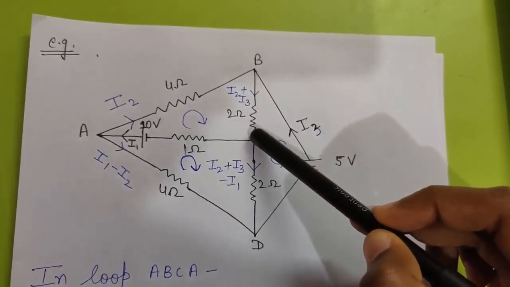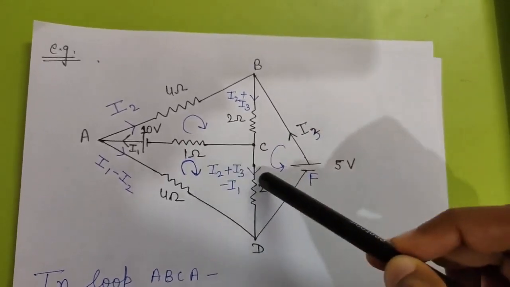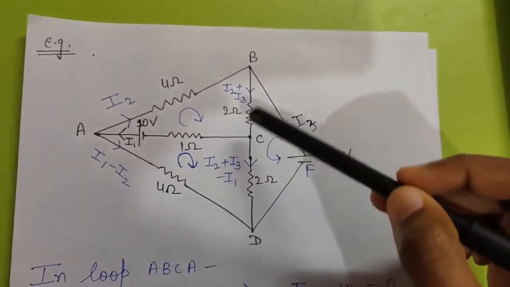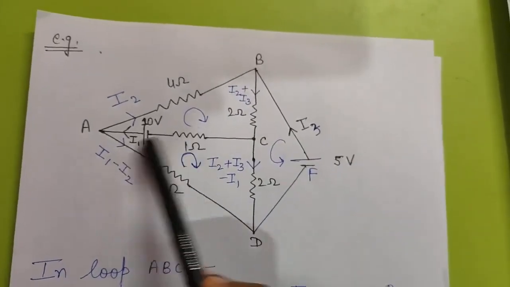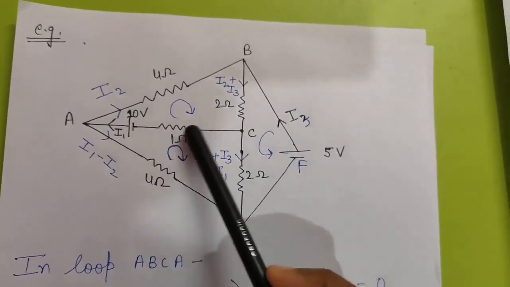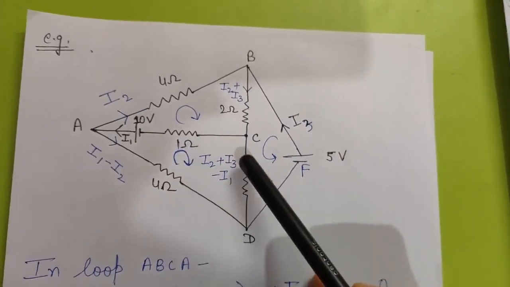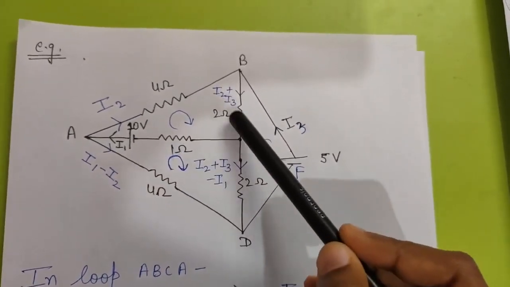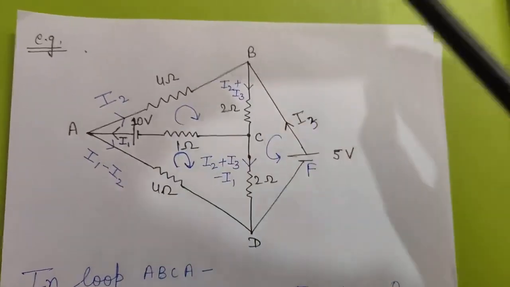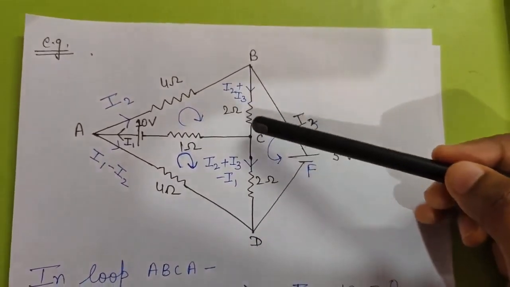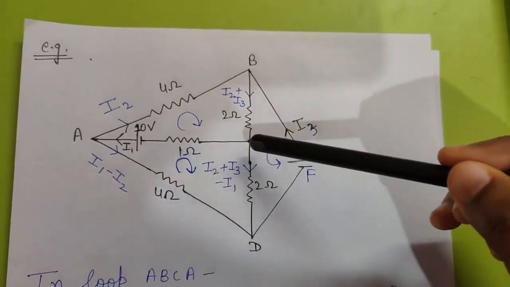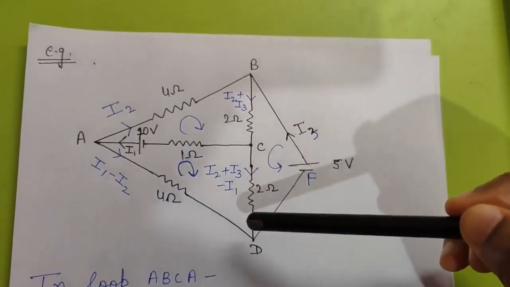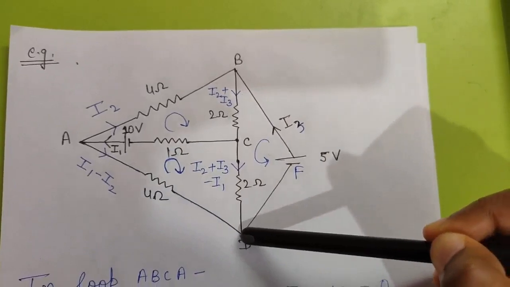Now come forward. I2 plus I3 is coming from here and I1 is going here. So how much should be here? I2 plus I3 is coming in this direction and I1 is going in this direction, that means minus I1. So the total here will be I2 plus I3 minus I1. Again I am repeating it: I2 plus I3 is coming in this direction and minus I1 is coming in this direction. So from here to here, I2 plus I3 minus I1 will come.